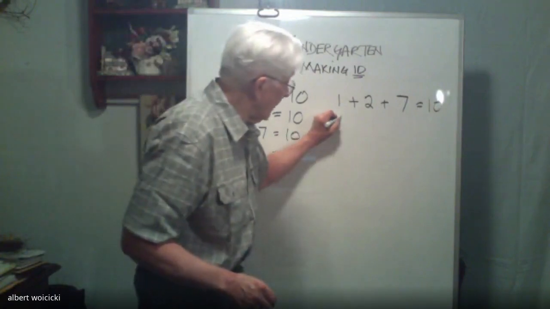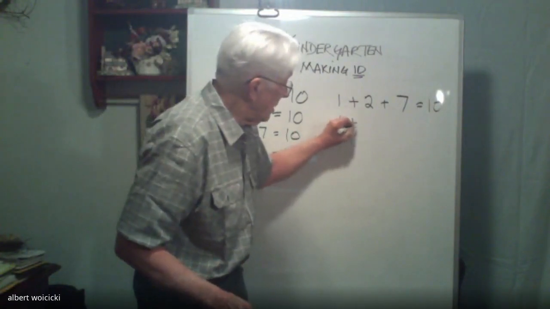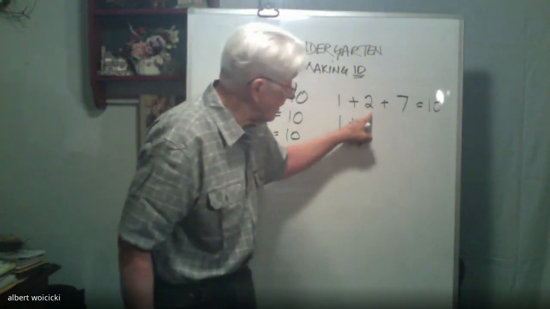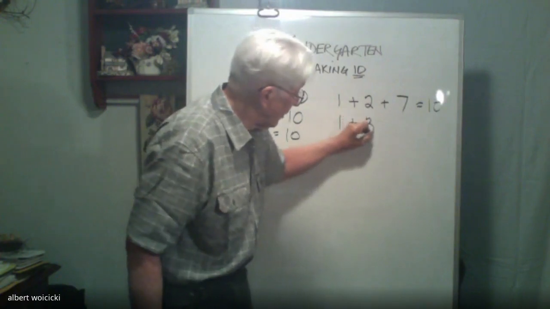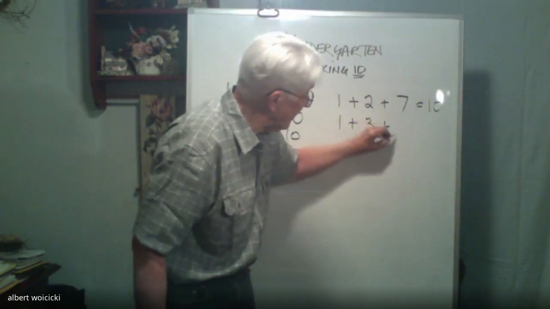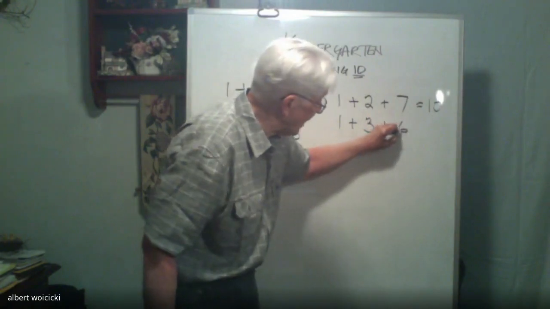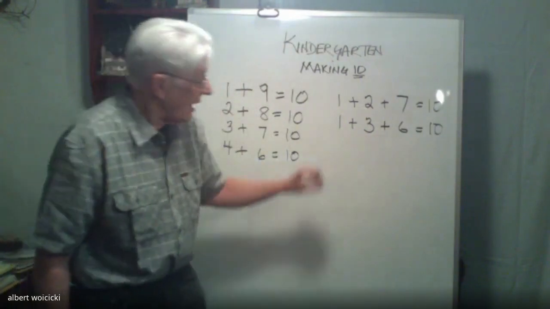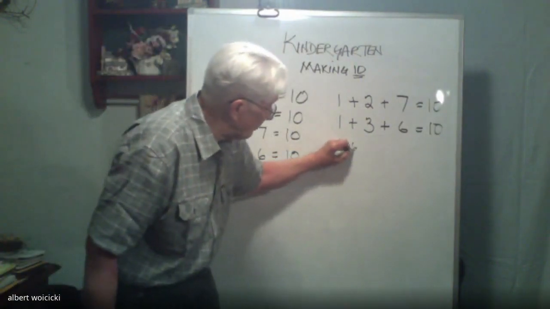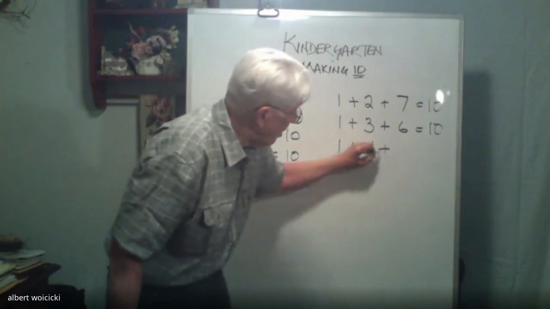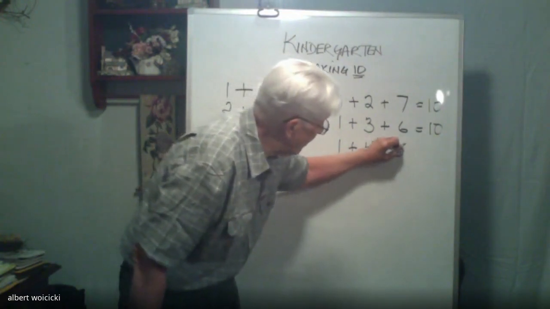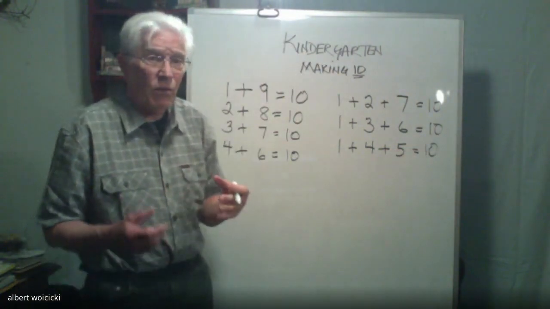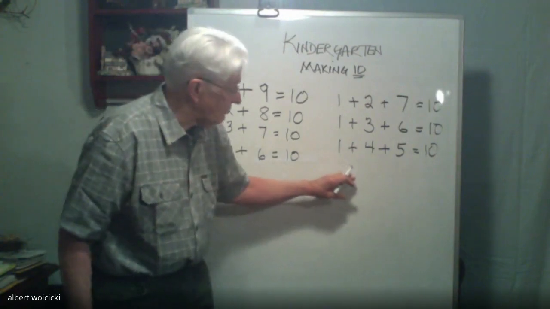Okay. So I start with a 1, but now I'd have to change this. Because if I don't change this, I'll have the same thing. So now I change this to a 3, and this goes up, this has to come down, and we end up with 10 again. And I hope you're getting the idea. This is going to be 1 plus 4 plus 5 equals 10.